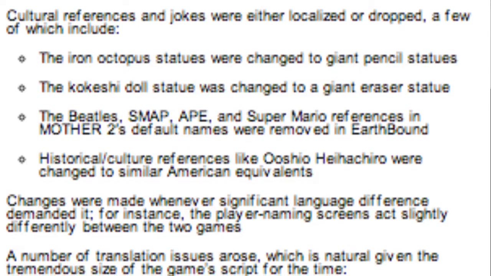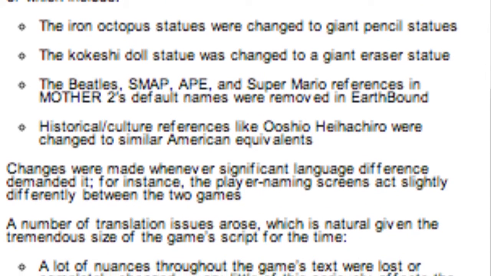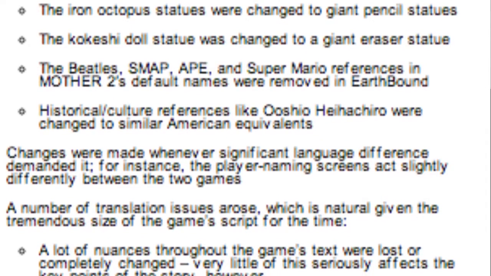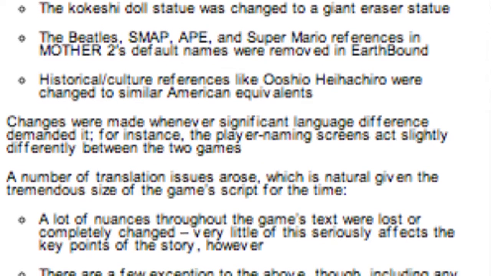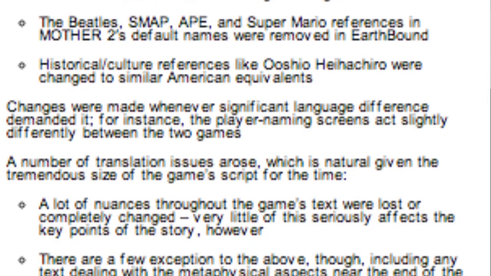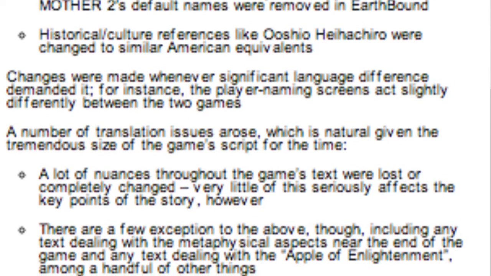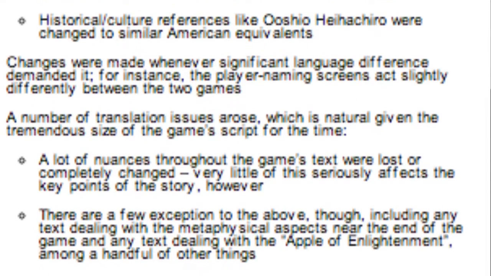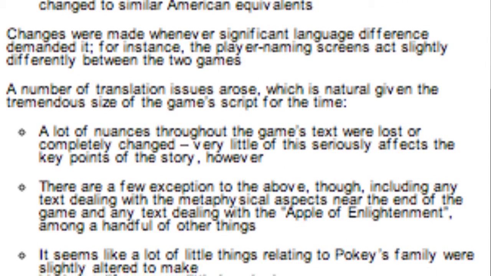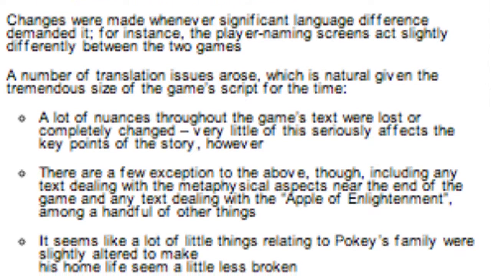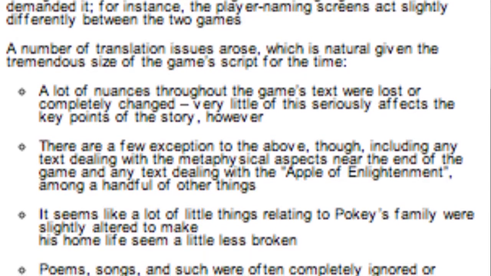Changes were made wherever significant language differences demanded it. For instance, the player naming screens act slightly differently between the two games. Other translation issues arose, which is natural given the tremendous size of the game's script for the time. A lot of nuances throughout the game's text were lost or completely changed. Very little of this seriously affects the key points of the story, however. There are exceptions to the above, though, including any text dealing with the metaphysical aspects near the end of the game, and any text dealing with the Apple of Enlightenment, among a handful of other things.